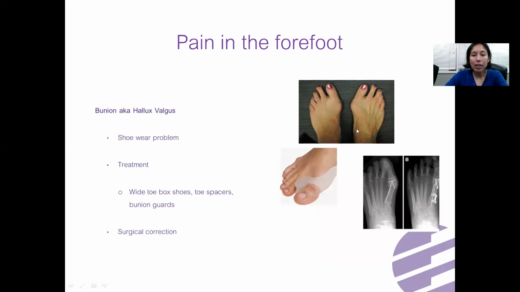Bunions are pretty common. Most people know people with bunions. And again, that is just a deformity here in the forefoot. Usually the pain associated with it is due to shoes. People just have their bunions pressing on shoes. So you can do things like using a soft cushion when you're wearing shoes to help cushion that area. Using wide shoes and using toe spacers can help. And finally, if people continue to have pain, despite using wide shoes and bunion guards, or if they have pain just walking in bare feet, they'll usually opt for surgical correction of their bunions.